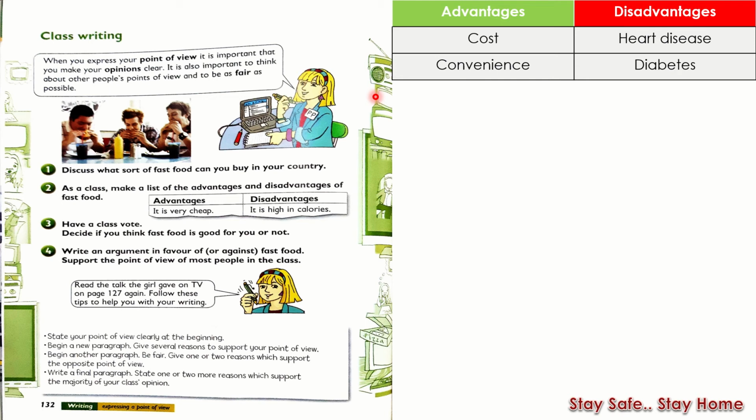So guys, I have built my own. It's going to be a small one. As you can see right here, I've put the advantages on the left and the disadvantages on the right, the advantages and disadvantages of fast food. So the cost, it's cheap. This is an advantage. The convenience, you can find it everywhere.